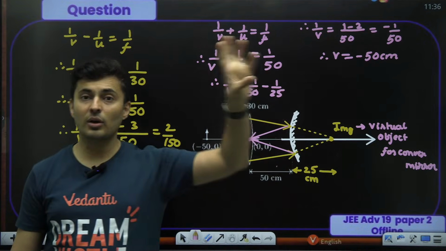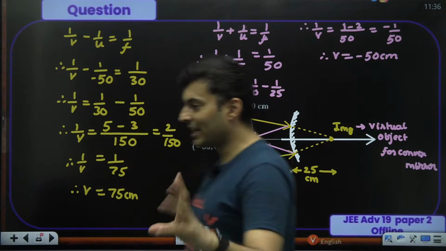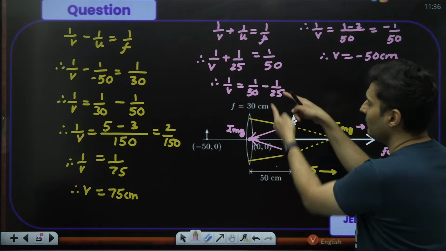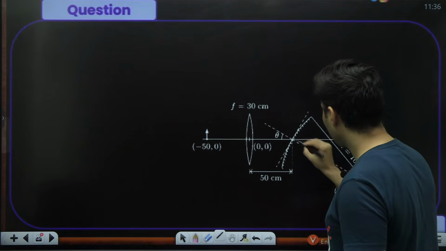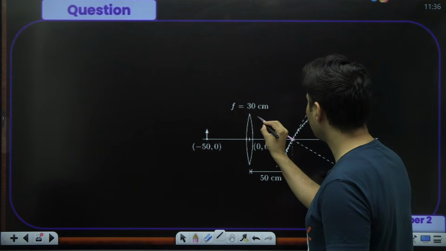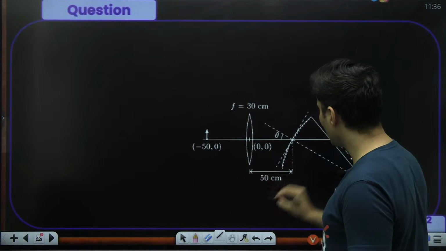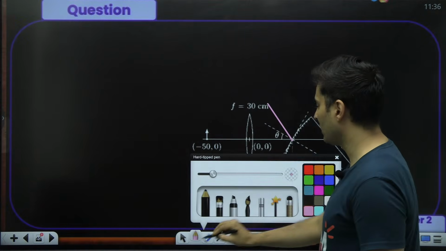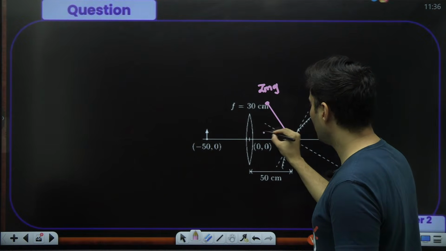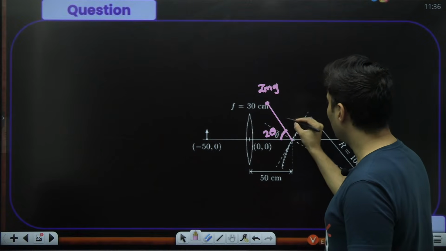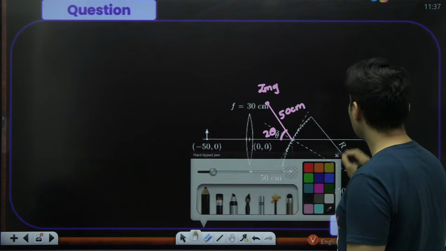But now, since you're rotating it, what will happen? This image will go somewhere else. Where will it go, guys? It will go somewhere over here. And if you rotate the mirror by theta, the image gets rotated by an angle of 2 theta, if you remember this correctly. Yes, the image will rotate by an angle of 2 theta, and this is nothing but 50 centimeters. That is the concept of mirror reflection, which you have seen before.